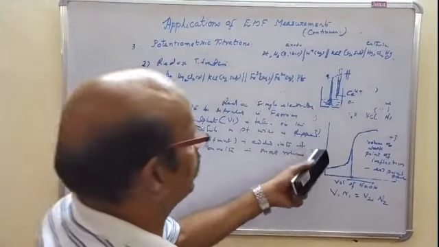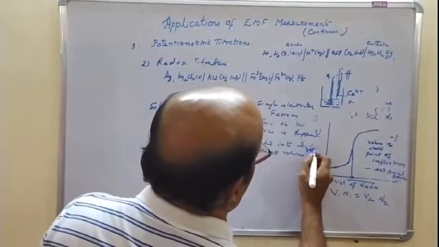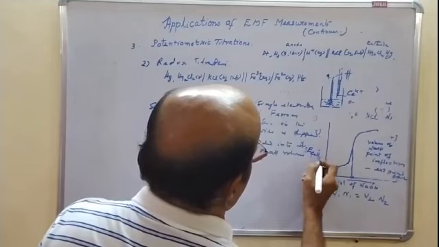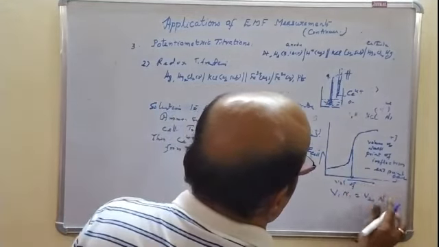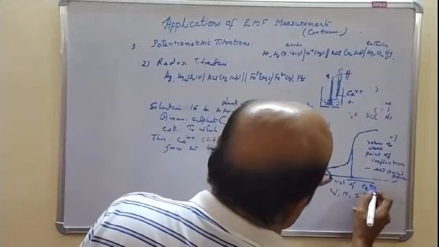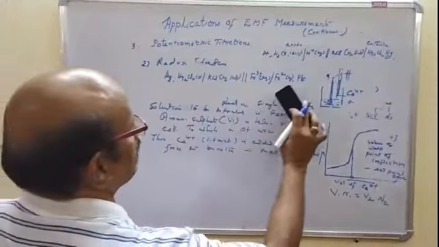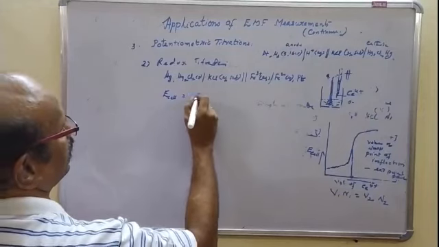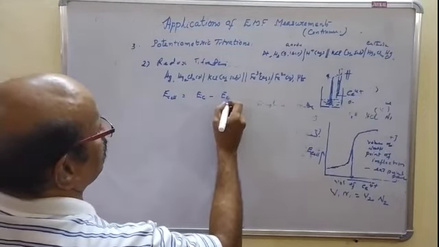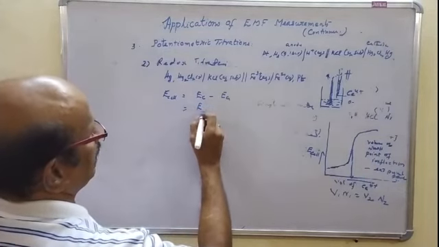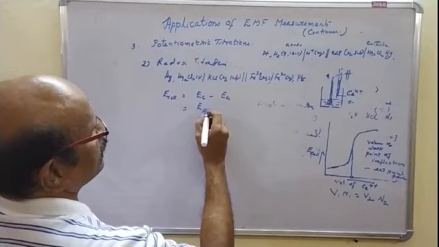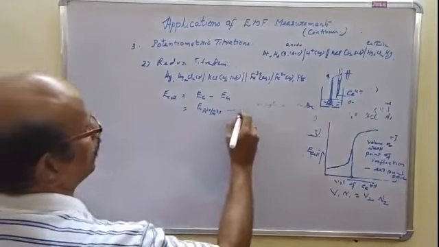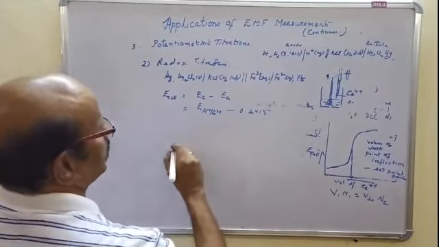As a result, we can monitor the change: the EMF of the cell against the volume of ceric sulfate, Ce4+. The equation is E cell equals E cathode minus E anode, which equals E of Fe3+ bar Fe2+ minus 0.2415.